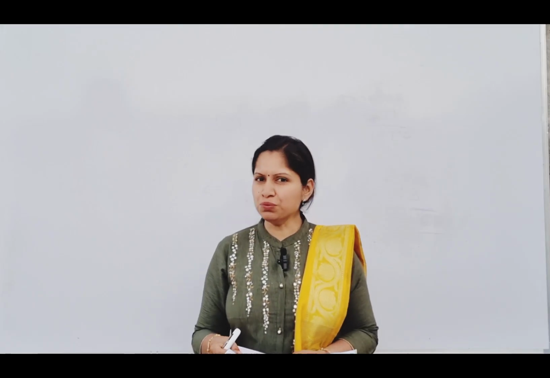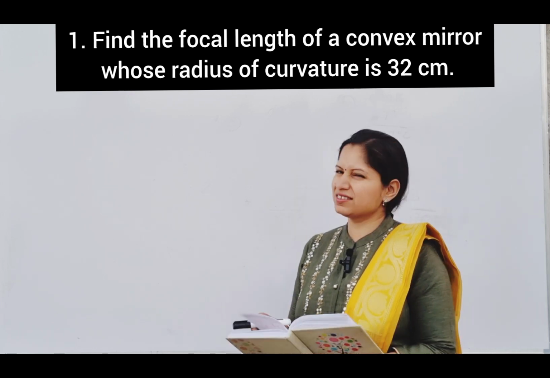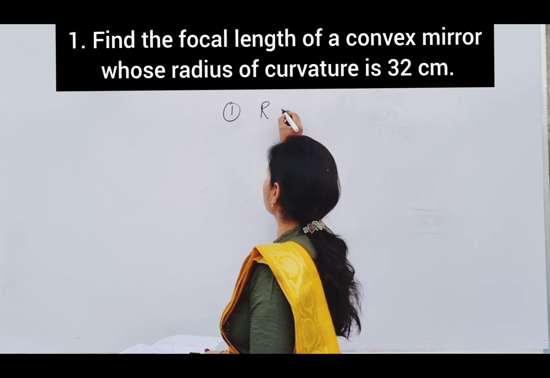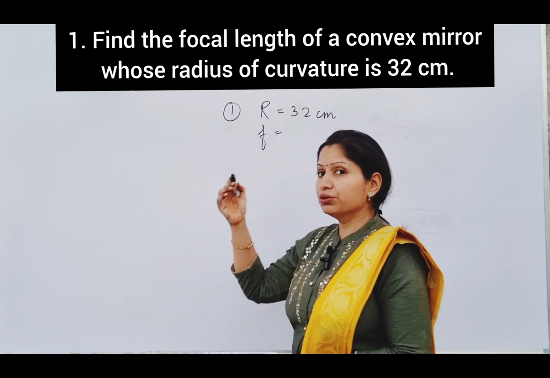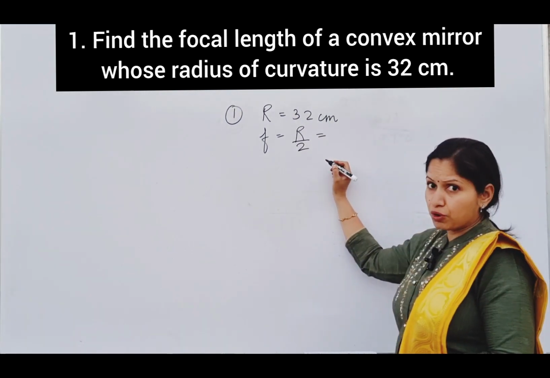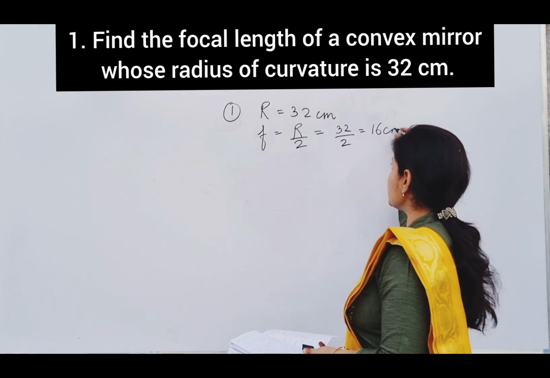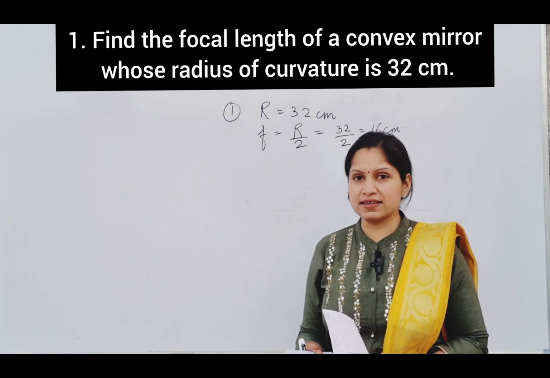Now let's discuss two more questions given as in-text questions in your NCERT book. The first one is, find the focal length of a convex mirror whose radius of curvature is 32 centimeter. It's very easy. Its radius of curvature is given as 32 centimeter and you are asked to calculate focal length. Focal length is half that of radius of curvature. So it's R upon 2, that is 32 upon 2, and that will make your answer 16 centimeter. So the focal length will be 16 centimeter.